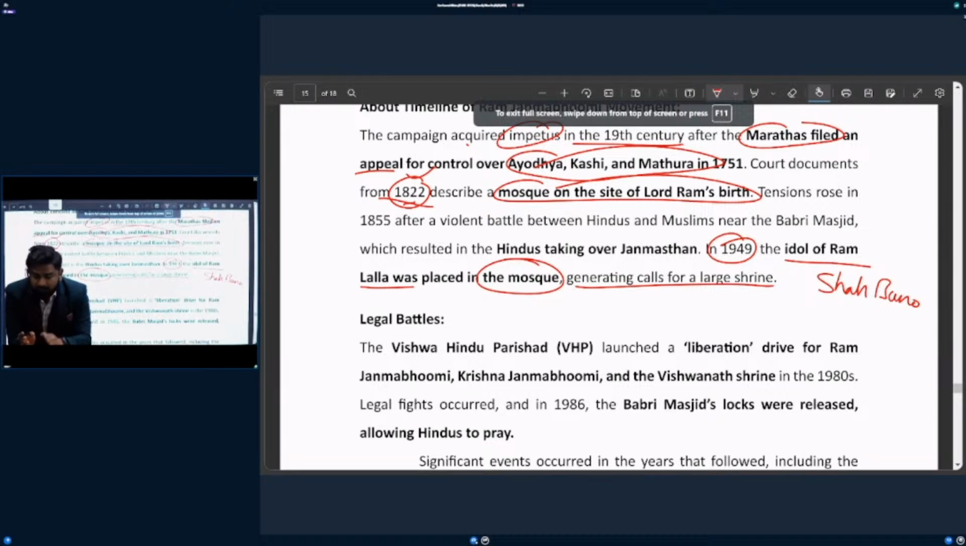ठीक है. अब क्या हुआ? This happened, then Allahabad High Court or something gave a judgment कि till the time we decide on the dispute, let the Hindu side worship there.